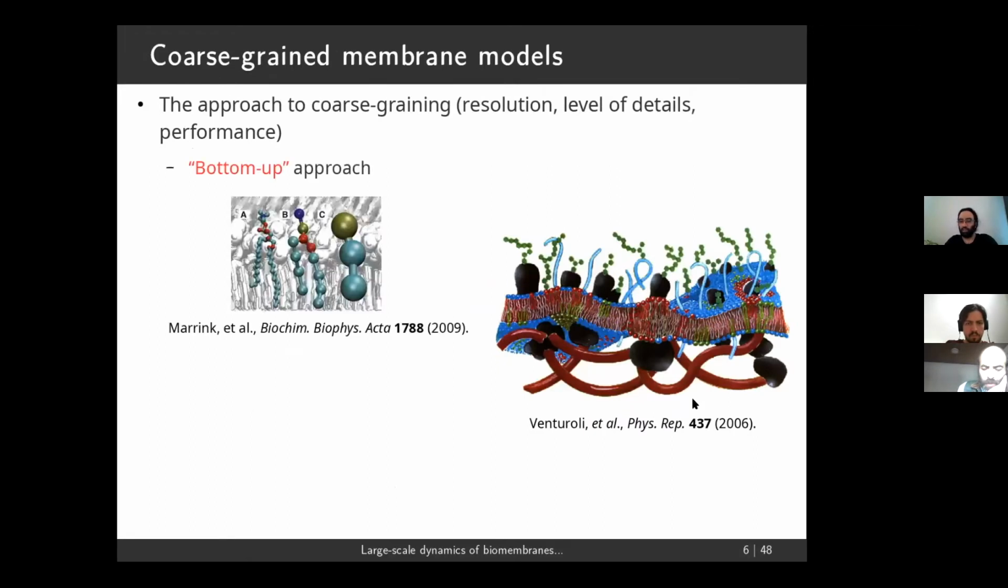As you can probably assume, the approach that we would take to coarse graining depends on a lot of details, such as the resolution that we are interested in and the performance that we want to gain in the end. For example, if you do an all-atom model of the membrane, you're very much limited to very small patches, usually sub-micron size, and in terms of trajectory lengths, you can't reach much beyond microseconds, and that would be an unlucky day.